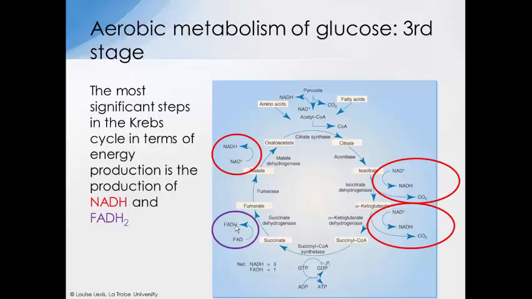So if you think about the first 3 stages of the aerobic metabolism of glucose, the most important parts are the oxidation, the hydrogen removal of the substrates. And when the hydrogen's removed, you have the production of NADH and FADH. Even though ATP is produced in the Krebs cycle, you'll see that this is a very small amount compared to the ATP that can be generated from the NADH and the FADH.